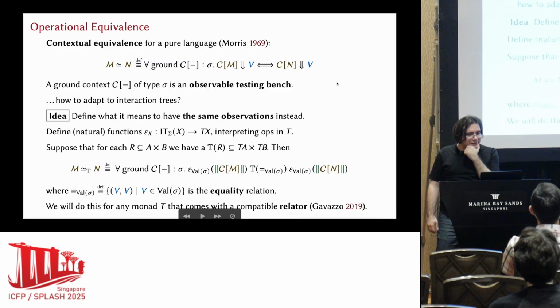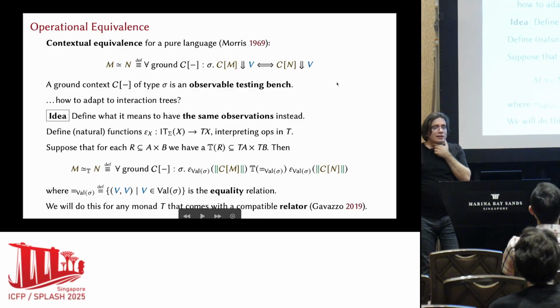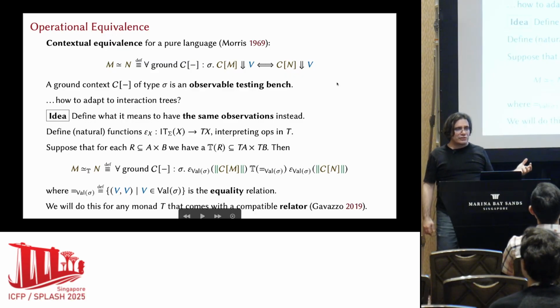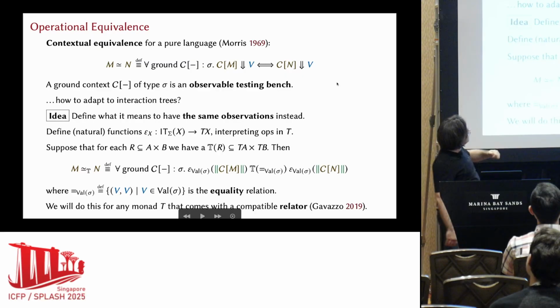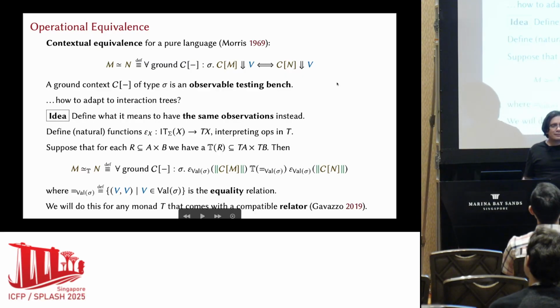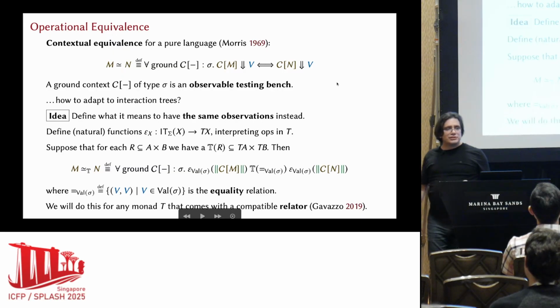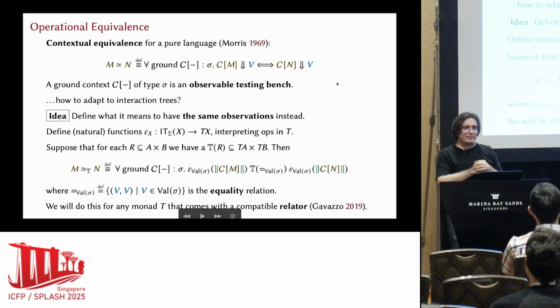Okay, observational equivalence, or operational equivalence. Standard thing you would do in a functional language. You'd say two terms are the same if for any context you can put them in, they give exactly the same values. Jim Morris did this in 1969, and we've suffered ever since. But this doesn't work when you have algebraic effects.